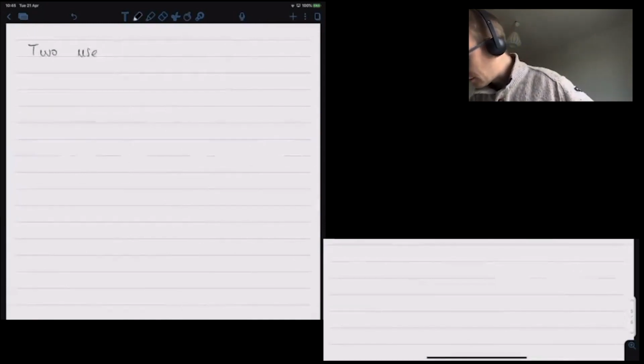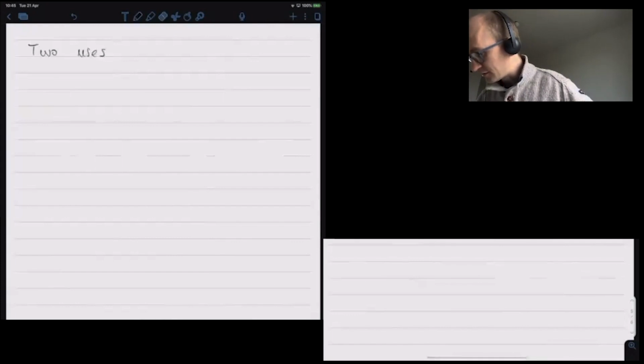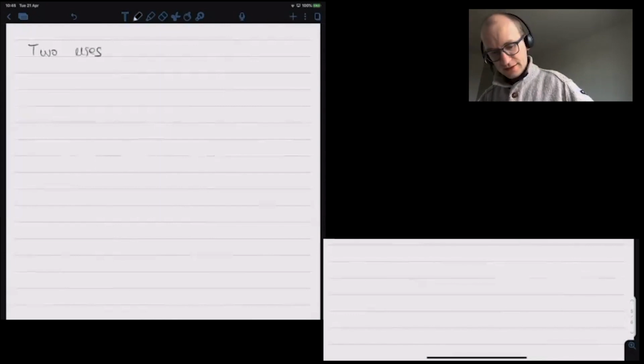What's going on? This thing thinks my S's are circles and converts them into circles. That's mean.